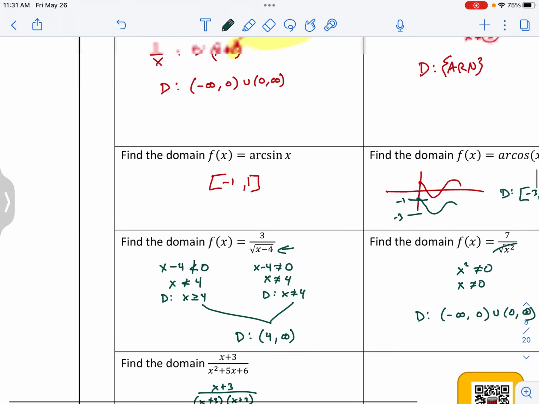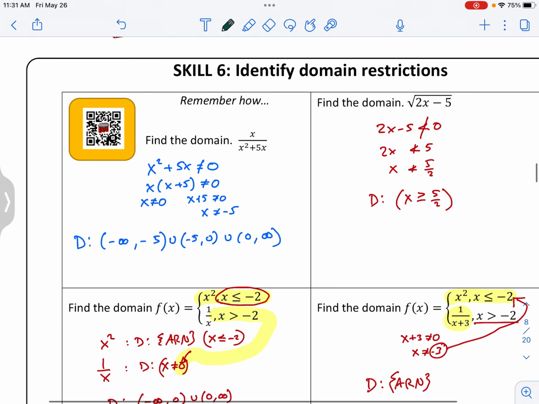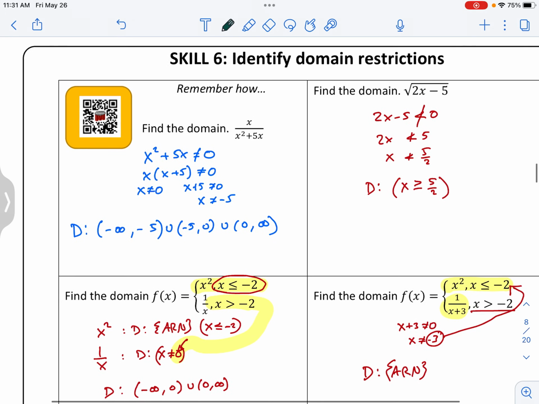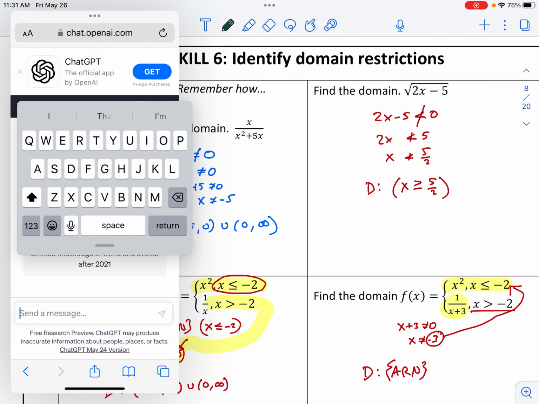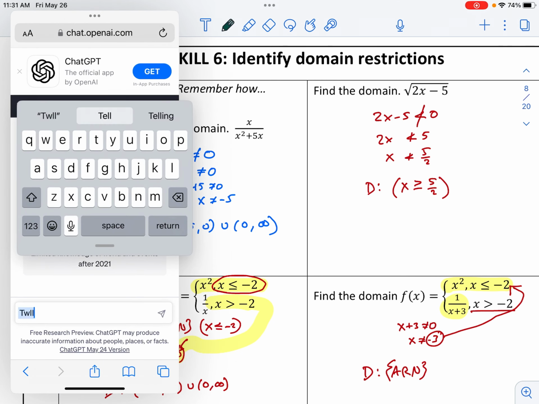All right, so that's a lot, maybe a little confusing at times. Identifying domain restrictions is an important part early on in calculus. And let's finish with an AI-generated math joke about domains.